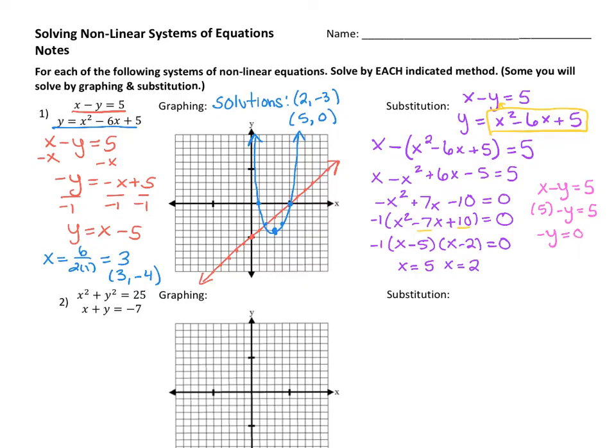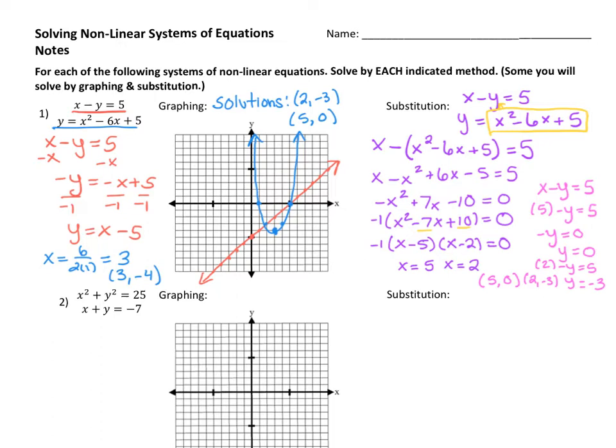And I will get that y equals 0. So one of my solutions is going to be (5, 0). I'm going to do the same thing, but now I'm going to substitute 2 in for y, and I'm going to get that y is -3. So my other solution will be (2, -3), which are the same solutions I found by graphing, but now I did it by substitution.